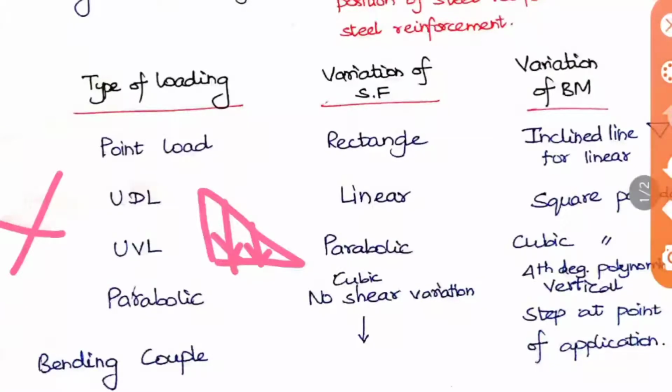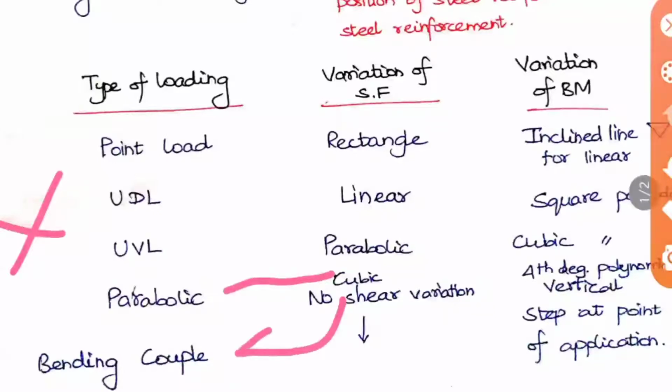Okay, and then the next type is parabolic load. When the parabolic load is applied, the variation of shear force will be cubic. Okay, so this is only for this point and this is for this point. So it will be cubic and the variation of bending moment will be a 4th degree polynomial.